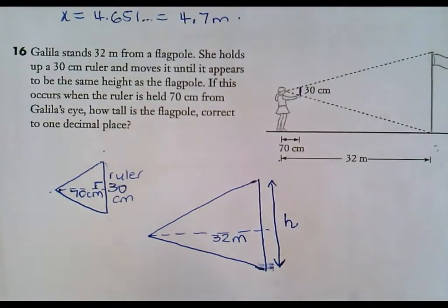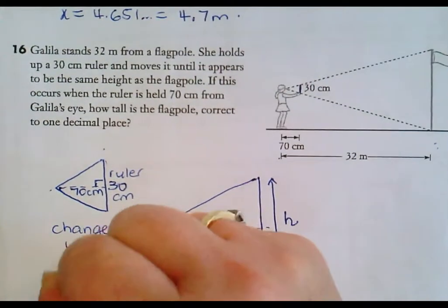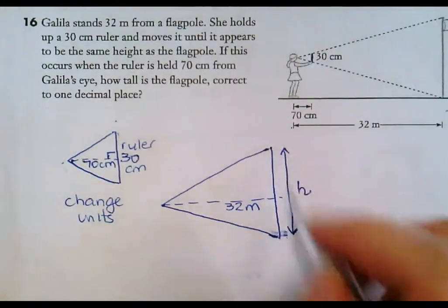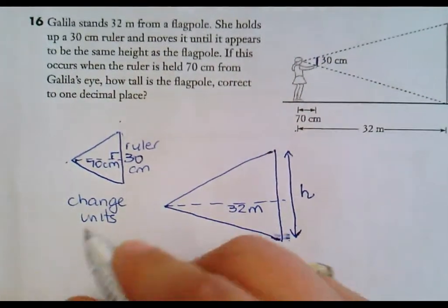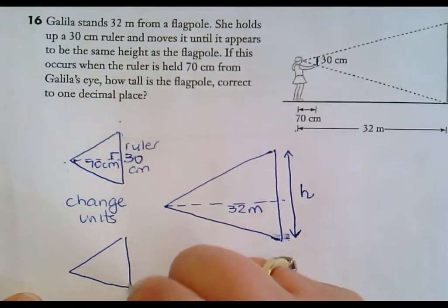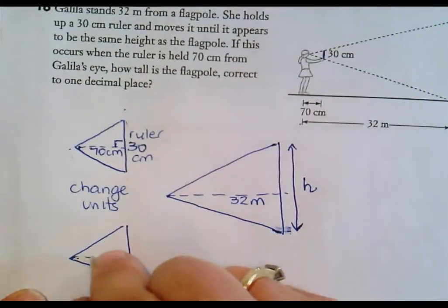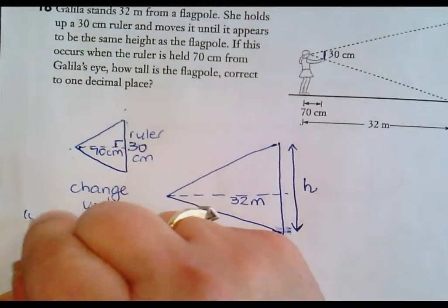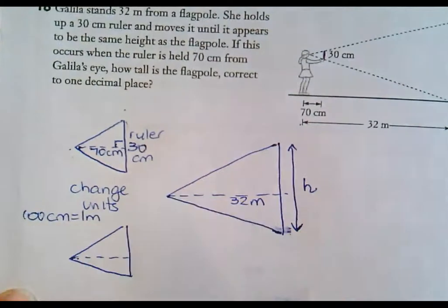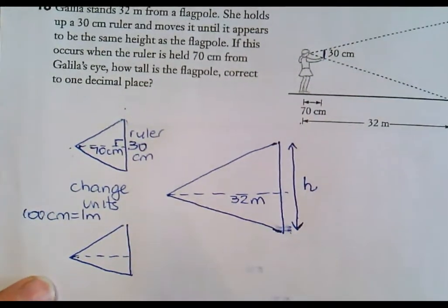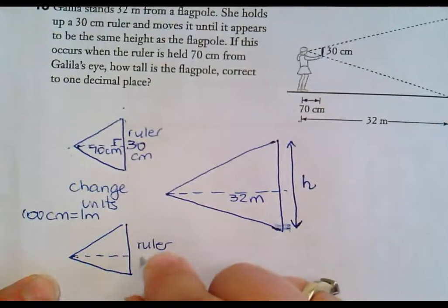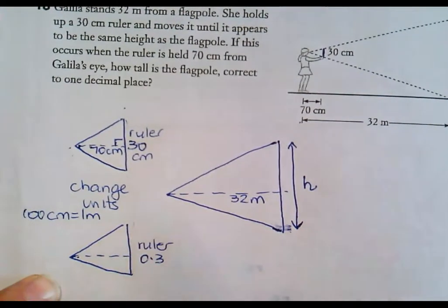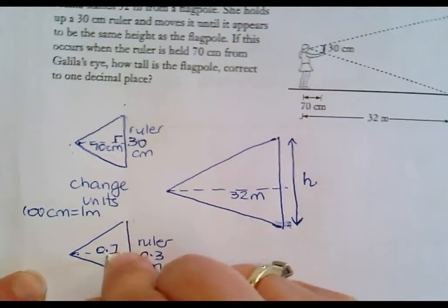Because she's got a little ruler in front of her, change the units of these to metres, because this answer is definitely going to be in metres. So instead of using 70 centimetres and 30 centimetres, we want them both in metres. How many centimetres in a metre? 100 centimetres in 1 metre. So what do I write here for the length of the ruler? 0.3 is this distance, and this one is 0.7, and that's in metres.